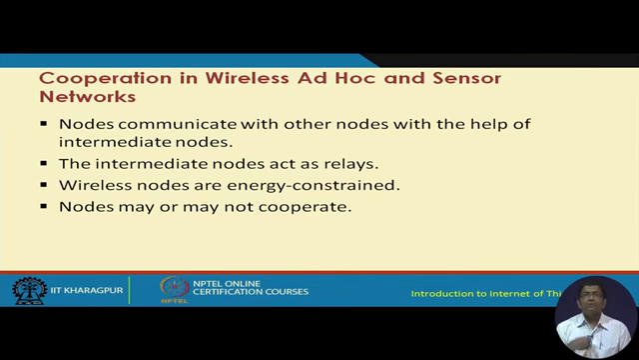So, these nodes are supposed to be cooperative, but they may not be as much cooperative because of all these selfish interests, resource limitations, and all these different other types of considerations. The intermediate nodes act as relays, the wireless nodes are energy constrained, the nodes may or may not cooperate consequently. Because of all these different constraints, the nodes may not be willing to cooperate with the other nodes for collectively accomplishing the tasks that are supposed to be accomplished in such a social network, a socially connected network.